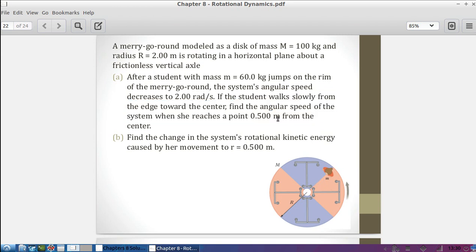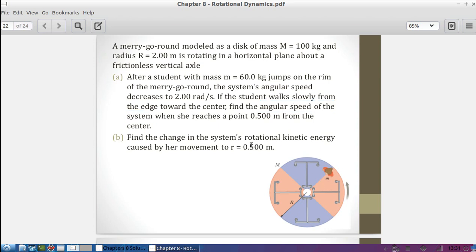Okay, so that's going to cause a change in the system, and we're going to look and see what that change is. So the student walks to a point half a meter from the center. So it starts out here at the edge of the merry-go-round at 2 meters from the axis, and then it moves towards the center and stops at half a meter from the center. So we're looking for the new angular speed of the system after the student moves in 1.5 meters. So let's start with part A.